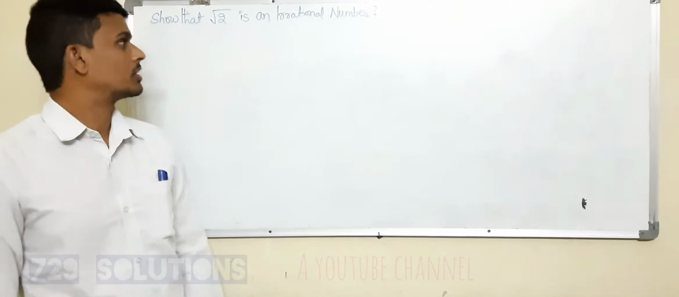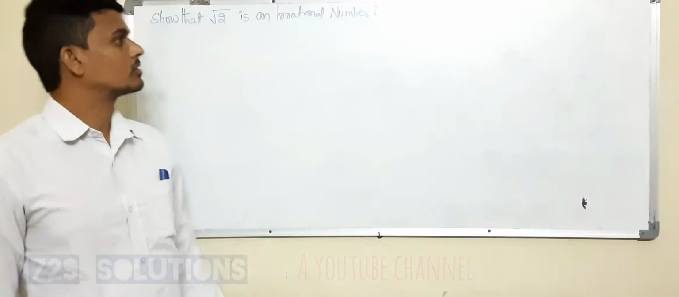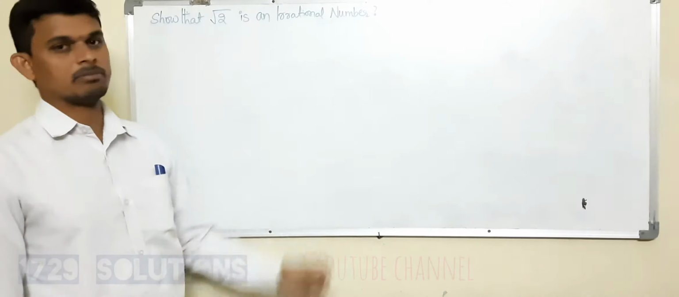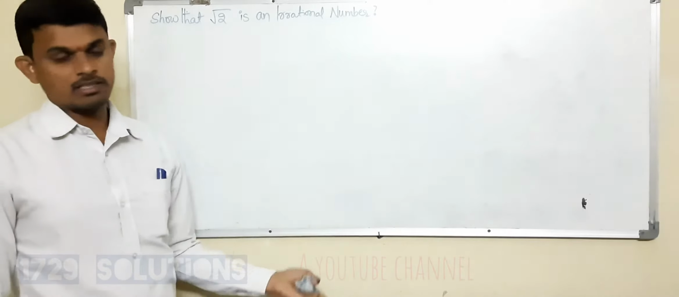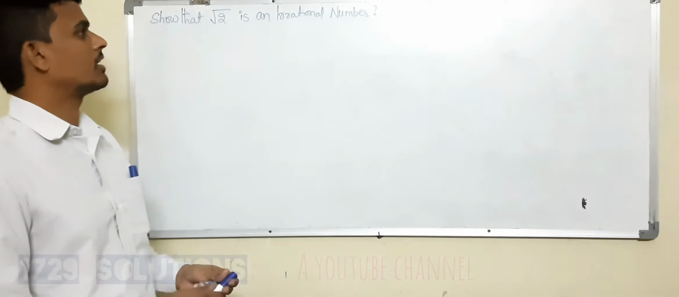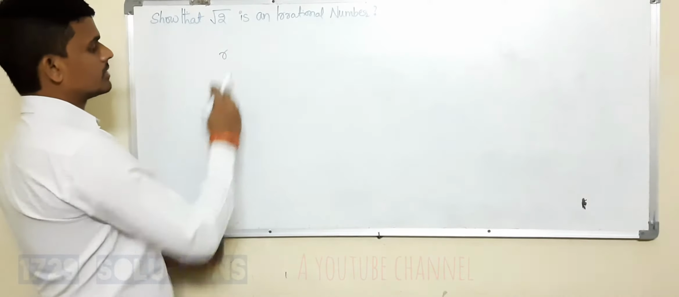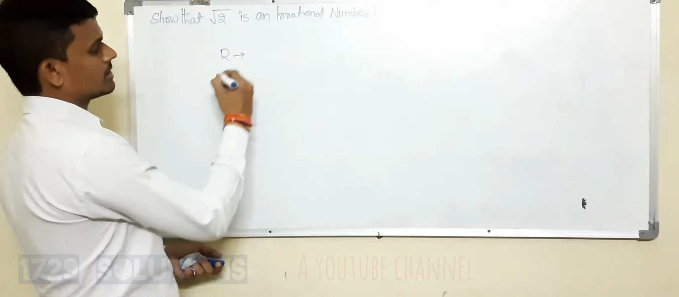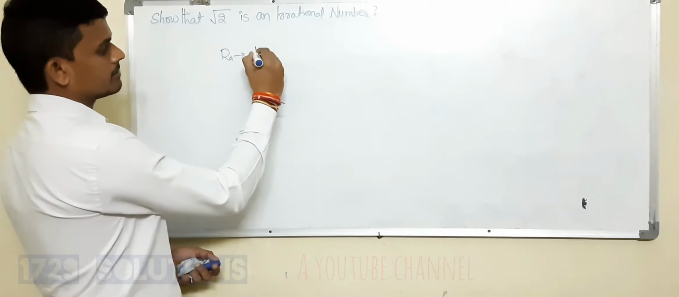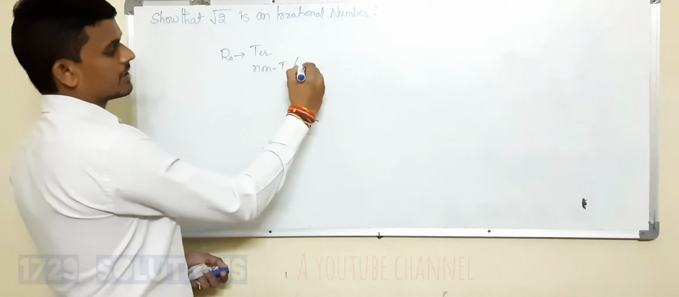Today we discuss that root 2 is an irrational number. First of all, you need to know the meaning of an irrational number: which is not rational is called an irrational number. So we already know that rational numbers are nothing but terminating decimals and terminating and non-terminating recurring decimals.